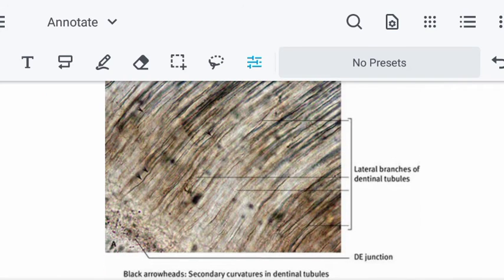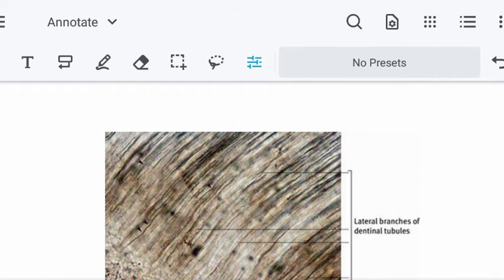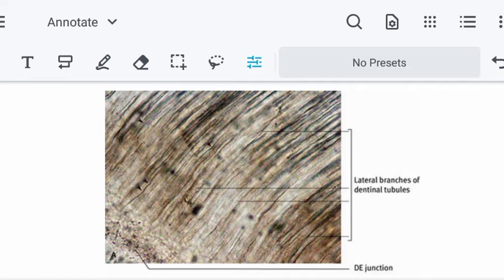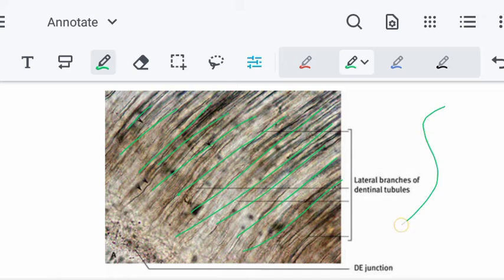Coming to these diagrams, these diagrams are important. Sorry, this picture is important. In this picture, see these lines you see here, these are actually dentinal tubules. These are S shaped like this. And these small ones here are actually lateral branches of dentinal tubules. Lateral branches of dentinal tubules are present here in the intertubular dentine.